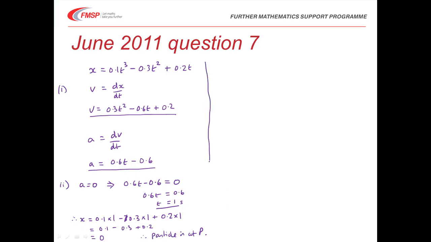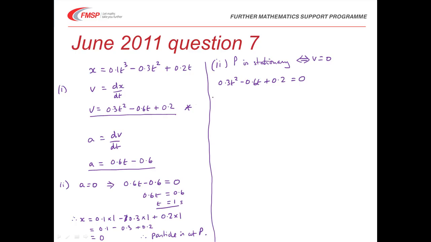Okay, let's look at the third part of the question then. And the third part asks us, when is p stationary? So if p is stationary, that implies it's not moving, that the velocity equals 0. So I'm going to use my expression here for velocity and solve that equal to 0. So 0.3t squared minus 0.6t plus 0.2 equals 0.